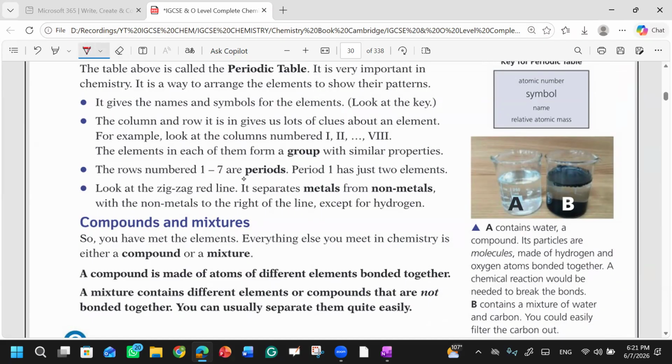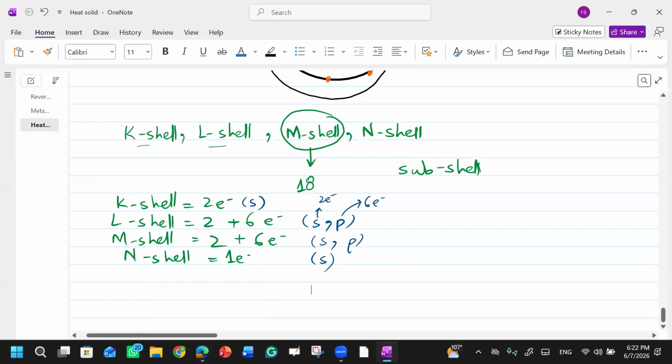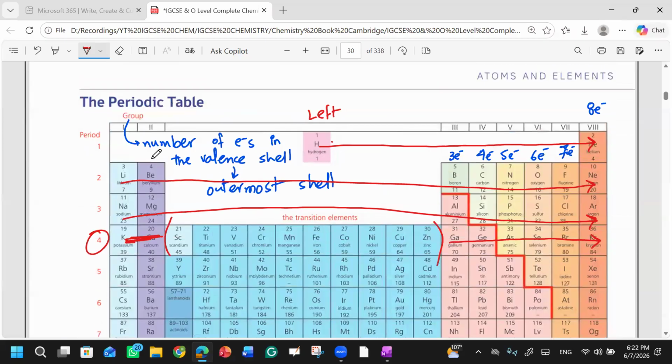Similarly, the rows numbered 1 to 7 are periods. The rows are periods. Period 1 has just two elements. What are those? Hydrogen and helium.